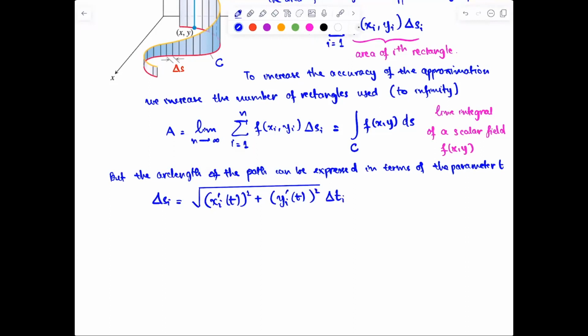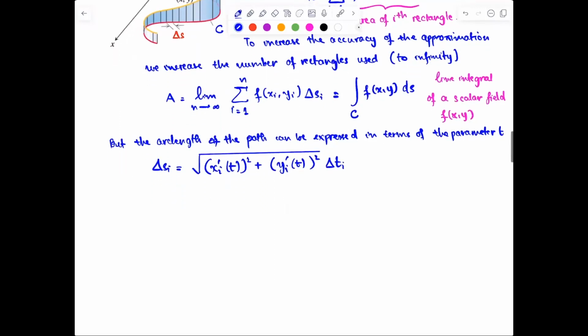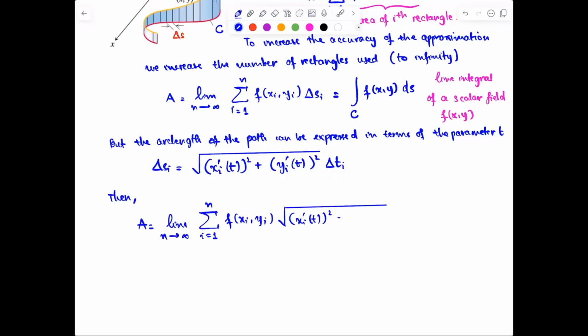Okay, we're going to take this equation and substitute it back into the limit of decimations. Now everything is in terms of t. Then you have that A is equal to the limit as n goes to infinity of the summation for i going from 1 to n of f of x sub i comma y sub i, but instead of multiplying with delta s sub i, we have the square root of x sub i prime of t squared plus y sub i prime of t squared, times delta t sub i.